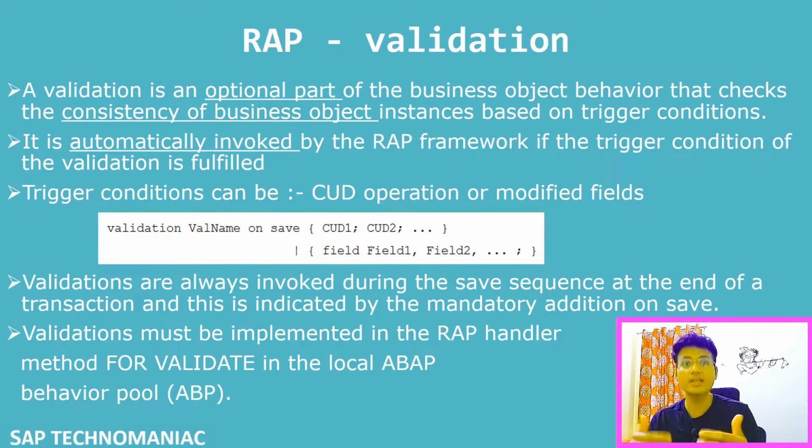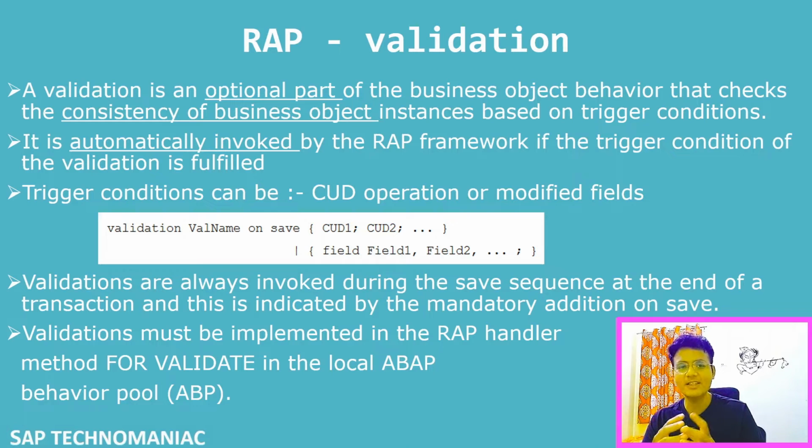Suppose some of the fields are really required to create a particular entry in the table, then we have to validate using these validations. For example, in the travel view, we have the begin date and the end date. If somebody enters a begin date greater than the end date, then how is it possible to create that kind of table entry? Because the begin date should always be less than the end date. As of now, we don't have that kind of validation in our business object. We have to validate those fields, or the begin date should not be in the past. Suppose I give some past date as the begin date, that is also incorrect.